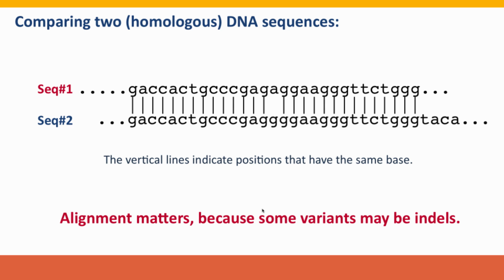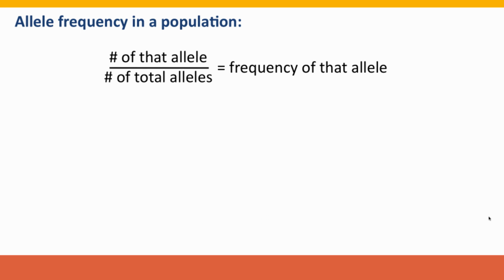And the reason it matters is because some sequence variation is indels. Insertions and deletions are fairly common in chromosomes, and you can't just start at the end of two homologous chromosomes and just line up all the bases and compare them. You have to make sure in different positions that they're correctly aligned so the alignment reflects homology.